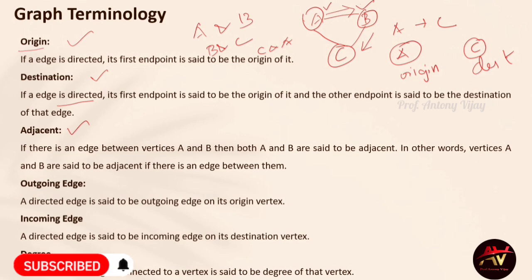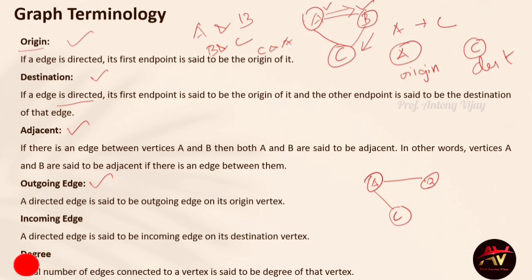So what about an outgoing edge? An outgoing edge can only happen in a directed graph. Once again I am drawing a graph like this. So A, B and C. I am taking three vertices, so three edges are there. Okay. So this is an outgoing edge, I am drawing it like this.